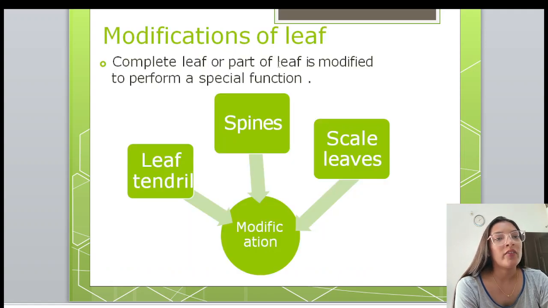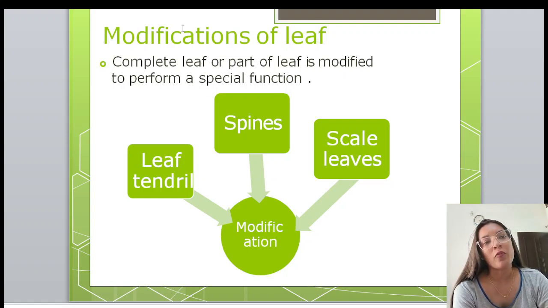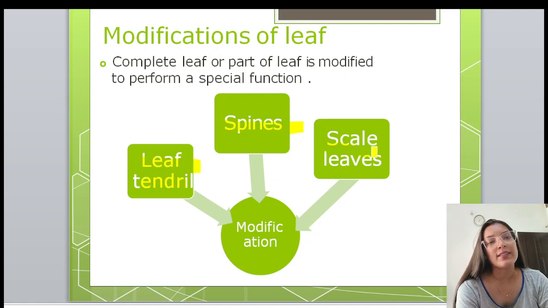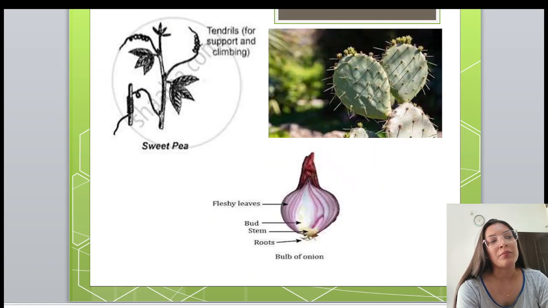So generally, leaves are not modified, but they are modified in some cases to perform a special function. Here we are going to study three types of leaf modification: leaf tendril, spines, and scale leaves. What do you understand by this? Observe these pictures very carefully.